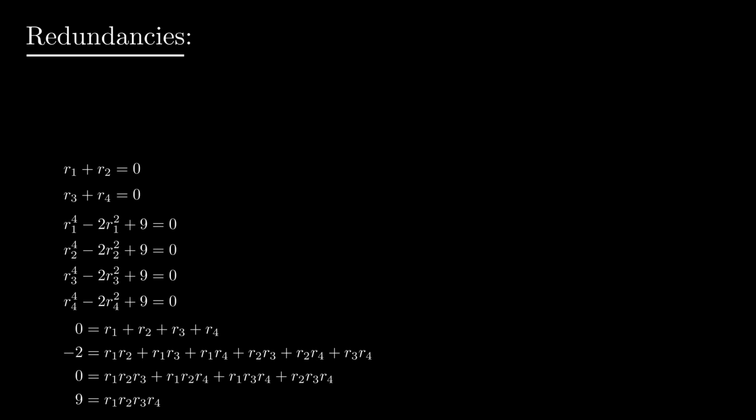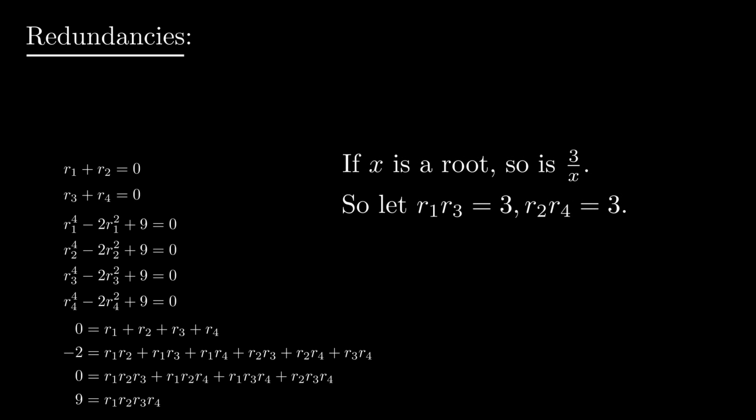If we instead plug in 3 over R1, we get 3 over R1 to the 4th minus 2 times 3 over R1 squared plus 9. The algebra is to expand out the powers, put them over a common denominator, and factor out a 9 from the numerator. Then inside the factor is also 0, because R1 is a root, so the whole fraction is 0. So the original plug-in is also a root. That was 3 over R1.